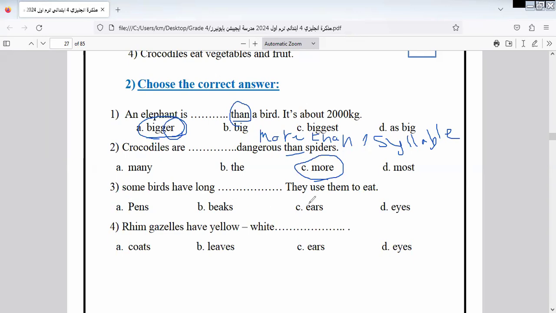Some birds have long space. They use them to eat. Some birds have long what? Long beaks, not beans. All of us see the birds and see the beaks. Not eyes, not ears, it's beaks. Reem ghazals have yellow white space, have yellow white coats, not leaves, not ears, not eyes. Okay, let's continue the rest of the exercise related to this unit.